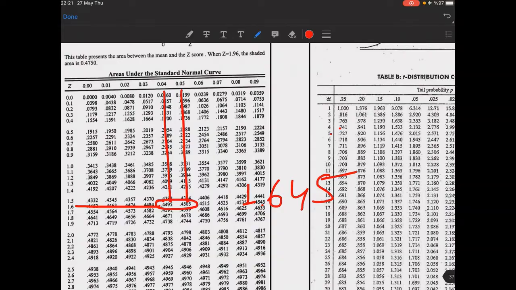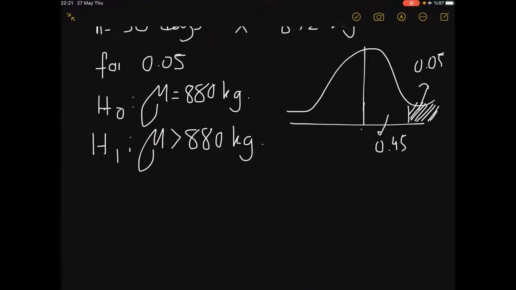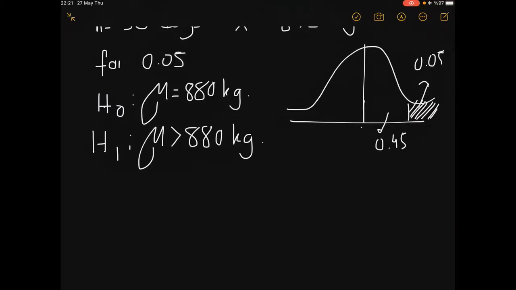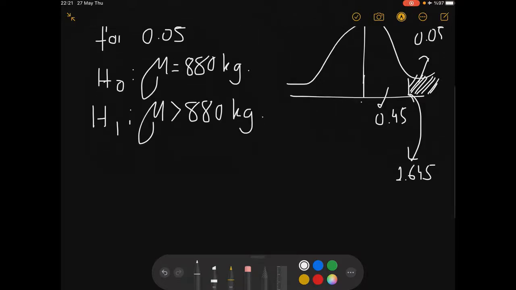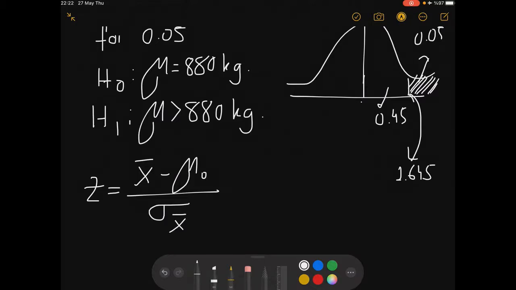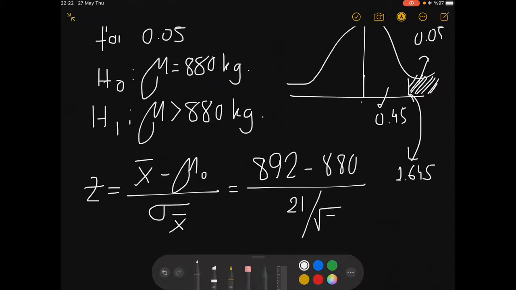1.645, right? All right, 1.645. So your critical value here should be 1.645. This value right here. So your z equals, where is my c value here? Z is x-bar minus mu 0 over our standard deviation, and it should be this minus your population average. 21 is your s over 50.